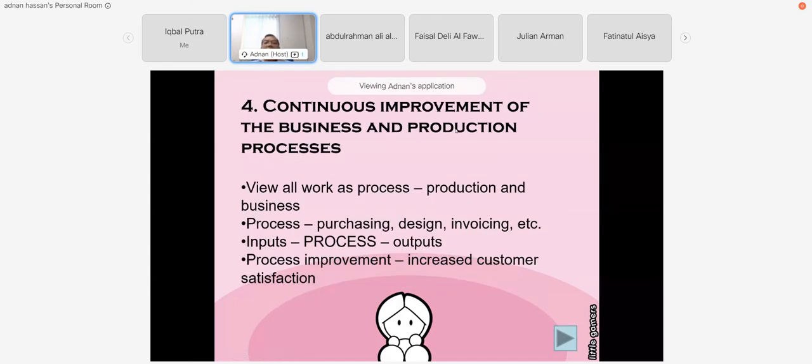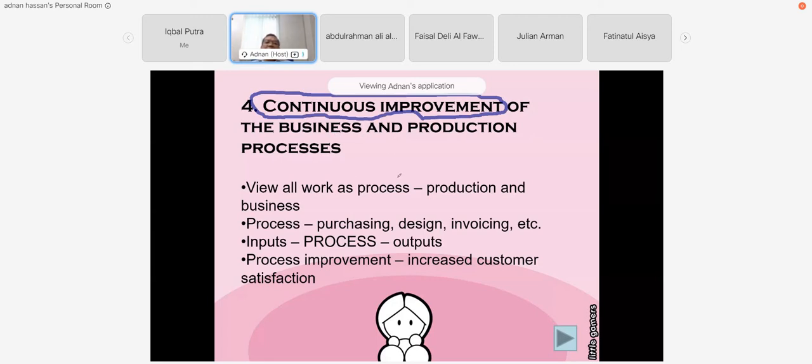Right. So another concept of quality, remember this, is continuous improvement. Continuous improvement is important in quality. We cannot make an improvement today and then for the next few months we don't do anything. No, quality must be continuous improvement, continuous improvement of business and production processes.